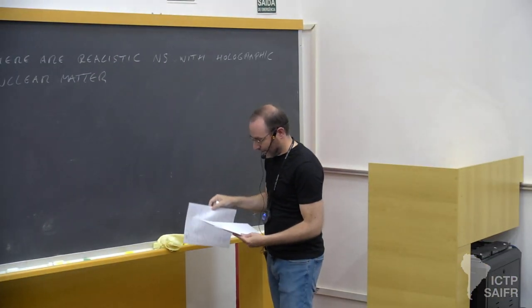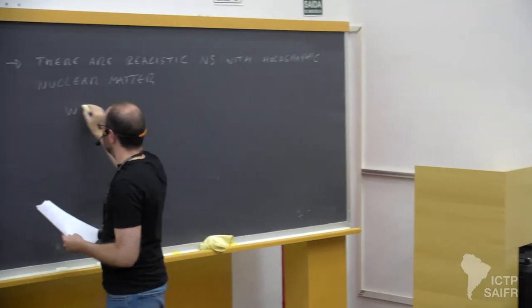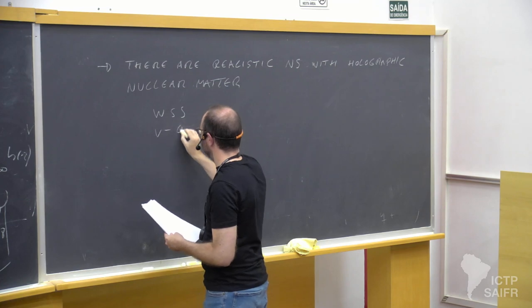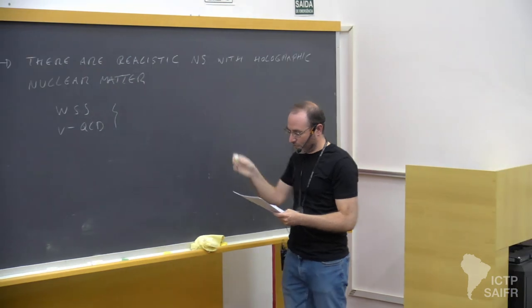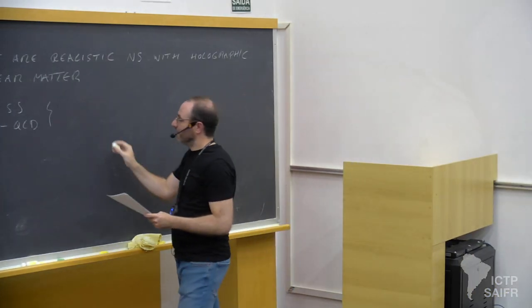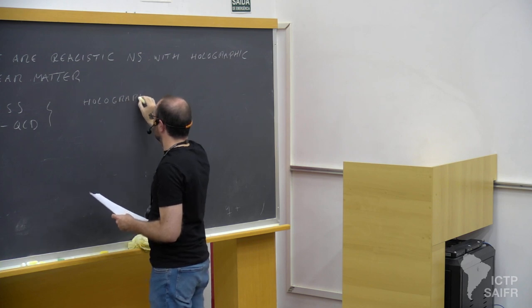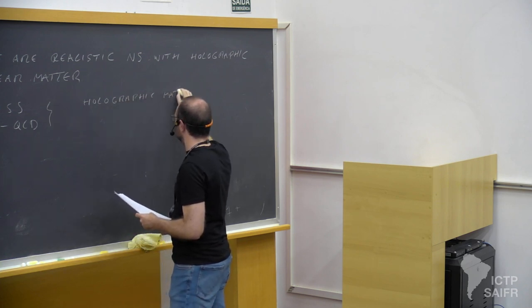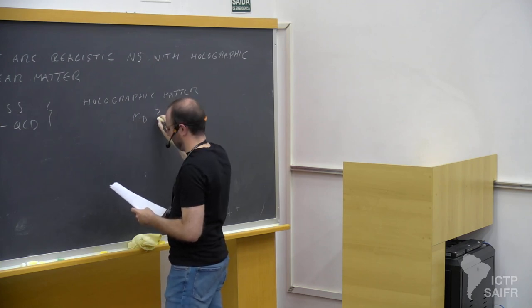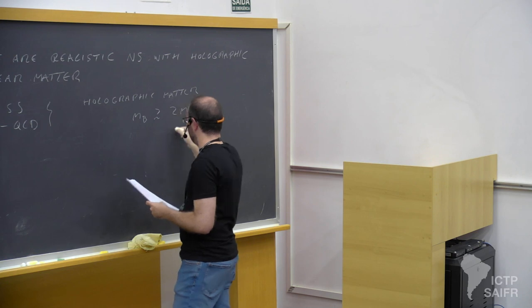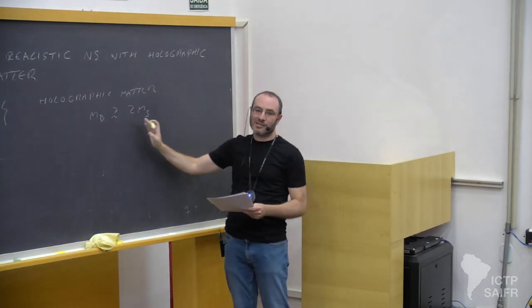Okay. So, yeah. So both for the Witten-Sakai-Sugimoto model and for the V-QCD model, one can construct these neutron star configurations. Typically, the holographic matter appears for baryon densities which are around or above two nuclear saturation densities. Okay, so it's more or less reasonable.